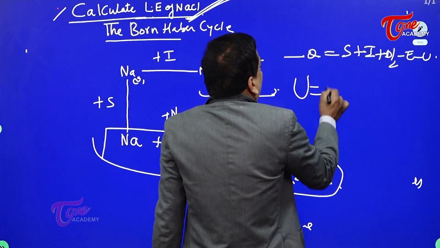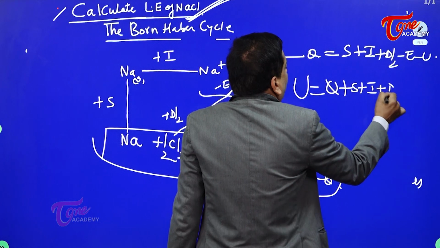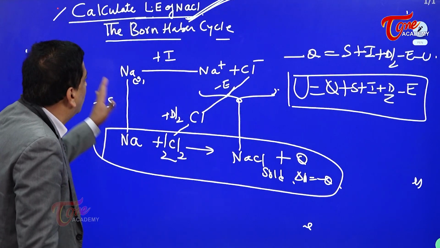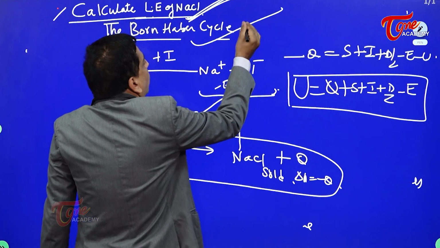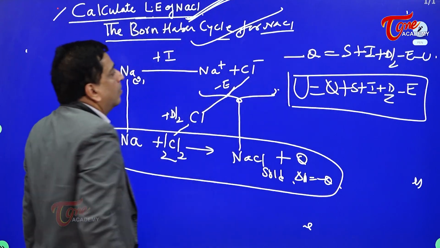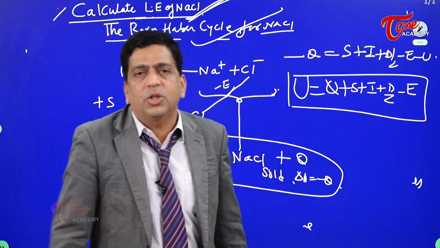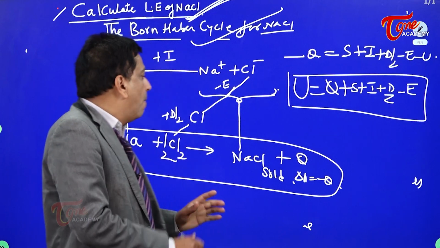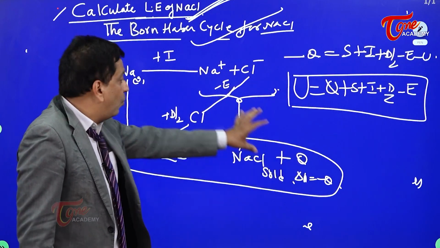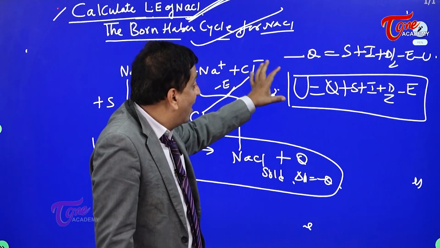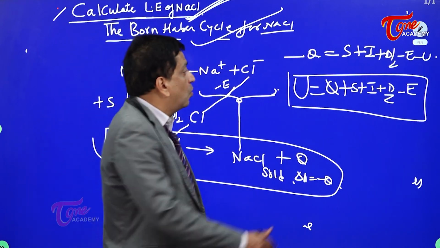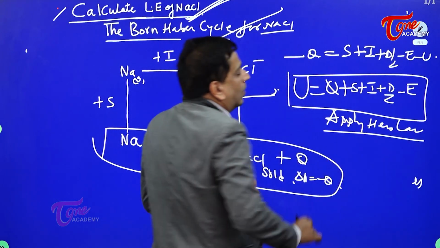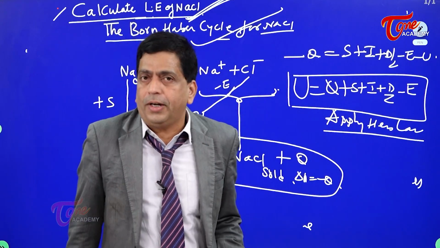So U will be equal to Q plus S plus I plus D/2 minus E, and that is nothing but the lattice energy. This way of representing things is nothing but the Born-Haber cycle for NaCl, you must understand. It shows both the direct step as well as the theoretical steps, and then you can determine the lattice energy. This is after applying Hess's law.